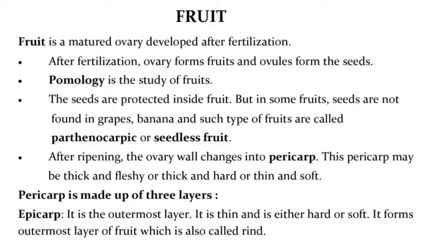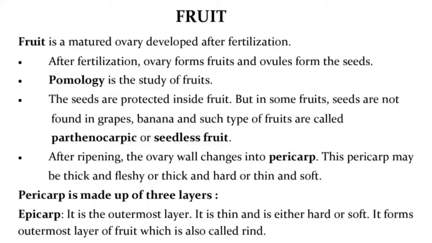But in some fruits, seeds are not found, as in grapes and banana. Such types of fruits are called parthenocarpic or seedless fruit. After ripening, the ovary wall changes into pericarp. This pericarp may be thick and fleshy, or thick and hard, or thin and soft. Pericarp is made up of 3 layers.